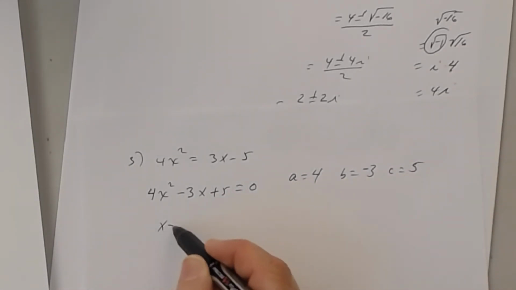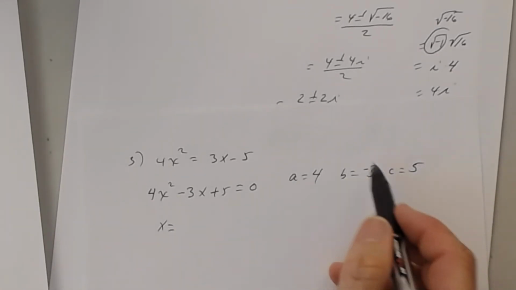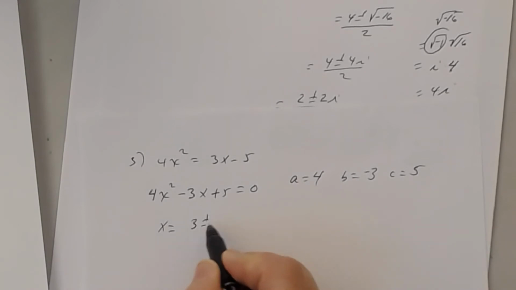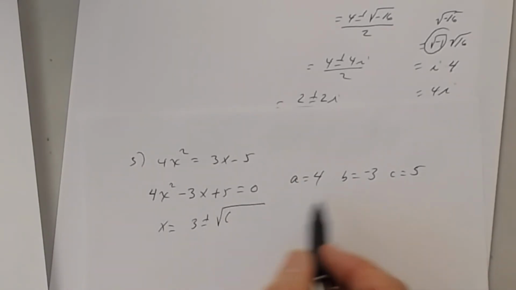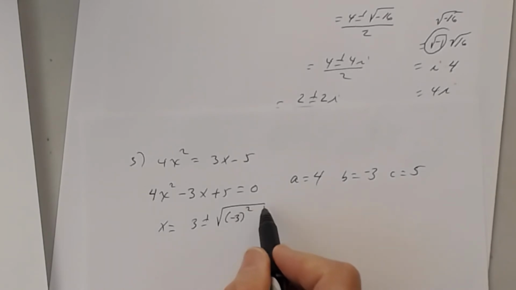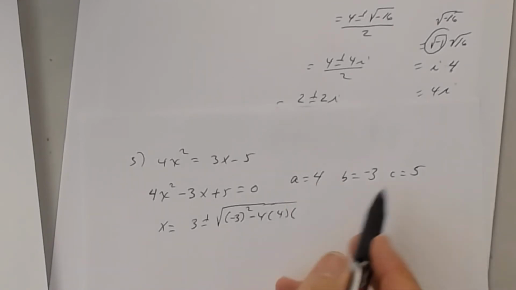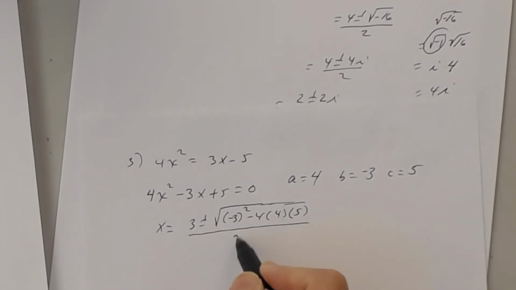So remember, x equals the opposite of b. B is negative 3. What's the opposite of negative 3? Positive 3. Plus or minus the square root of, in parentheses, I put b. B is negative 3, and I'm squaring it. Minus 4 times a, a is 4, times c, which is 5. All divided by 2 times a, and a is 4.